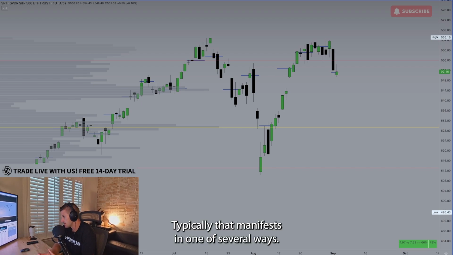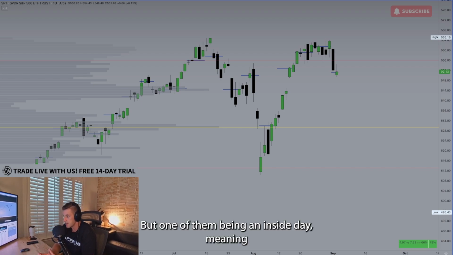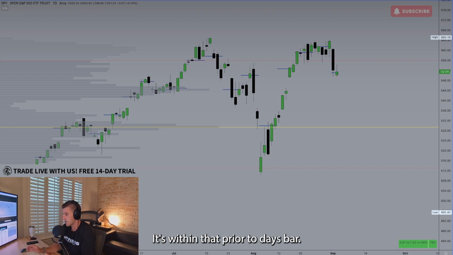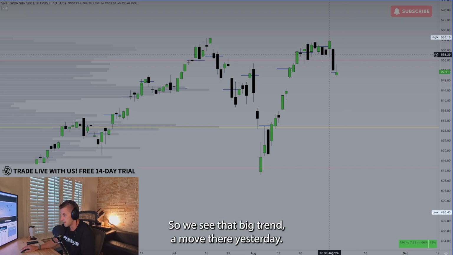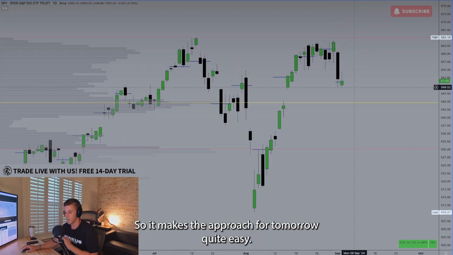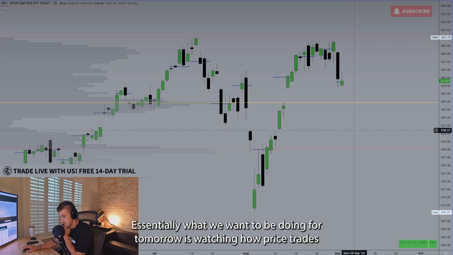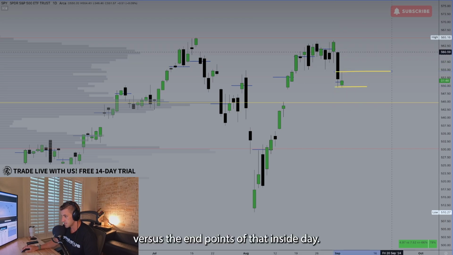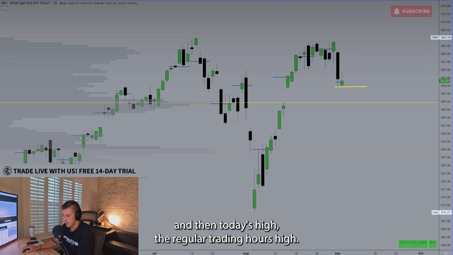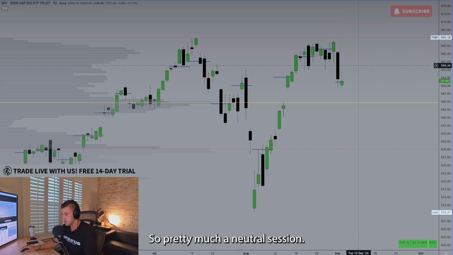Typically that manifests in one of several ways, but one of them being an inside day, meaning the entirety of today's daily bar is within the prior day's range. It's within that prior day's bar. So we see that big trend day move there yesterday, and then today you have that inside day. So it makes the approach for tomorrow quite easy. Essentially what we want to be doing for tomorrow is watching how price trades versus the end points of that inside day. That's going to be today's low, the regular trading hours low, and then today's high, the regular trading hours high. So pretty much a neutral session.